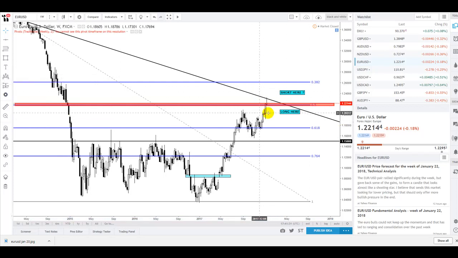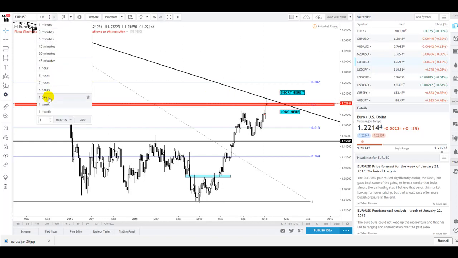So within this area, what are we looking for? We're looking for an opportunity to take the market short initially, and then potentially for a next leg up to go long. So let's have a look at our potential opportunities and how we can take advantage of this.